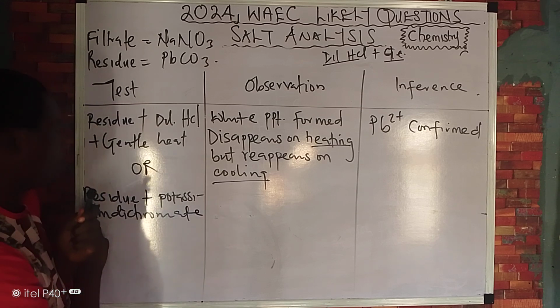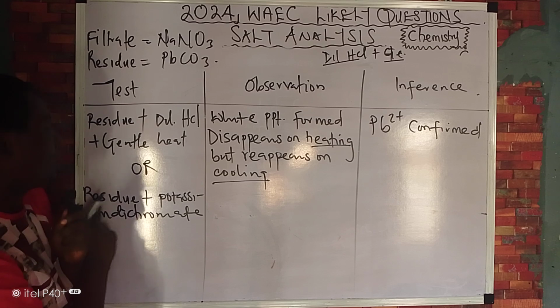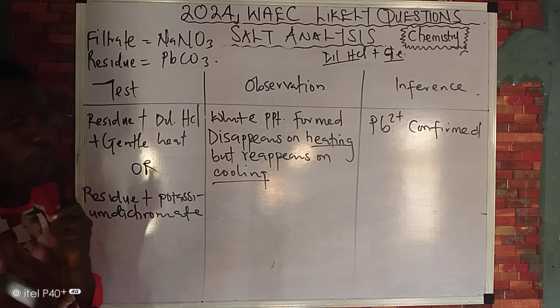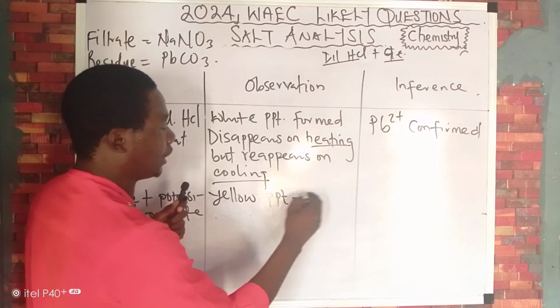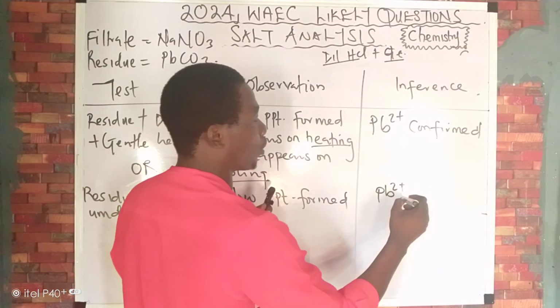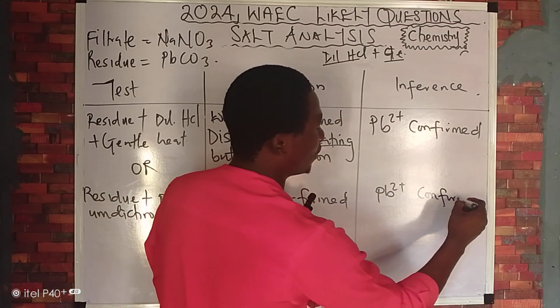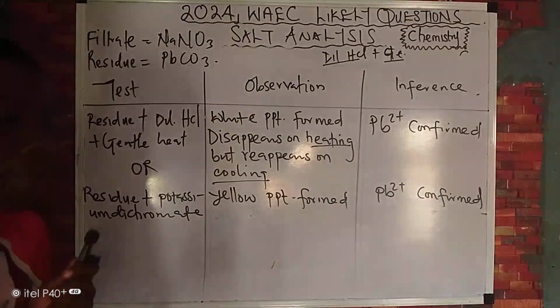You either take the residue plus potassium dichromate, or you do this one. If you put potassium dichromate on the residue, this will be observed: you will see that a yellow precipitate is formed. Take note of that. Then that's also confirmation of the presence of lead. So lead(II) ion confirmed. That is the test for lead.